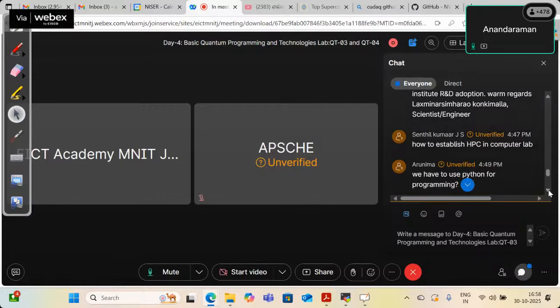Okay, how to establish HPC in a computer lab? For example, if you want to make an HPC in a computer lab, all the computers are in the same network. To make an HPC, you need a computer, a network, and storage. You make one master node, and the others are compute nodes. The master node should have two network interface cards, that means two LAN cards: one for internal connection and one for external connection. So the master node should have two RJ45 connections. That is the only requirement.